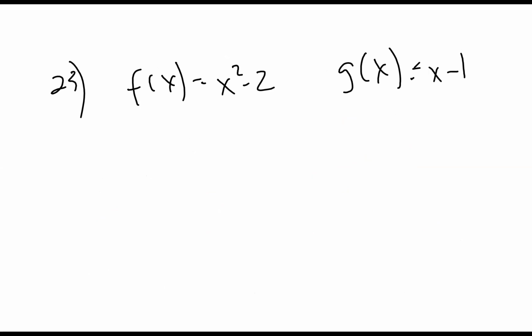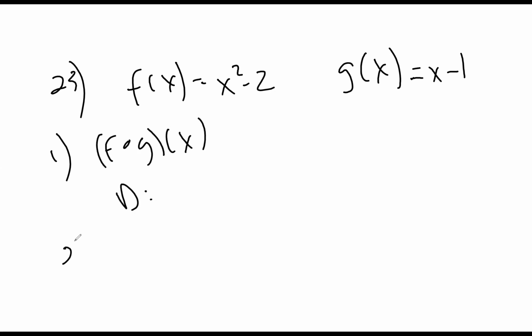And so kind of the same idea here. We have f of x, and that's going to equal x squared minus 2. And we have g of x, which is going to be x minus 1. And so the problem, step number 1, is to find f of g of x, and then find its domain. And then number 2 is to find g of f of x, and to find its domain.